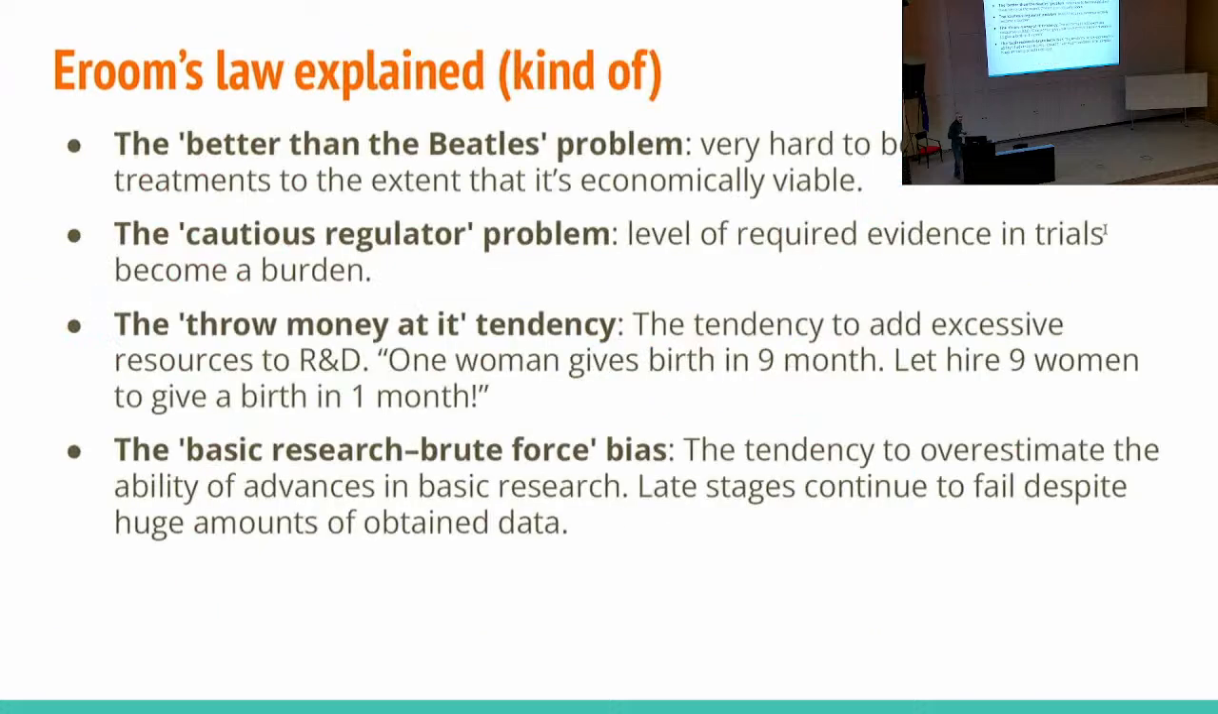So actually, the explanation of this Eroom's law is quite complicated and not really clear, but it's widely recognized that the first problem is that it's very hard to beat established treatments. So you need to invest more and more to get something which is economically viable on the market. Then the regulators are getting stricter and stricter, so the burden of clinical trials is increasing. And there is a tendency that more and more money is allocated for R&D, but you have a problem that one woman can give birth to a child in 9 months, but 9 women cannot give birth in 1 month. So if you invest a lot of money, you cannot speed it up more than it naturally can be.